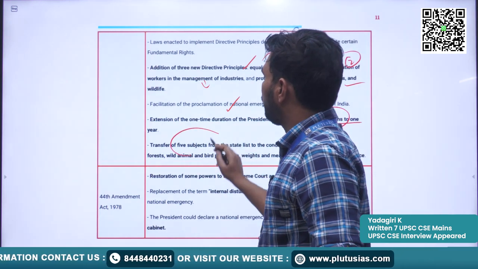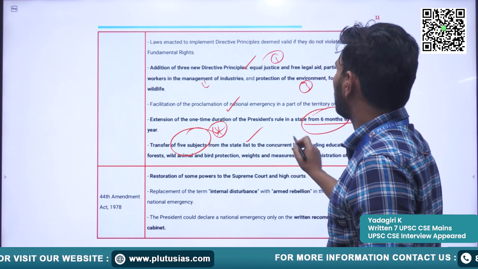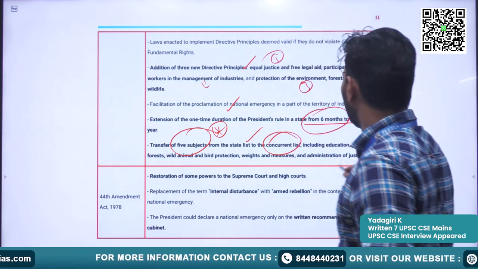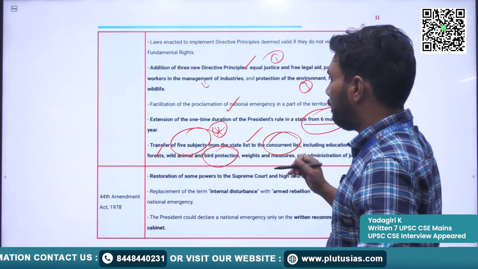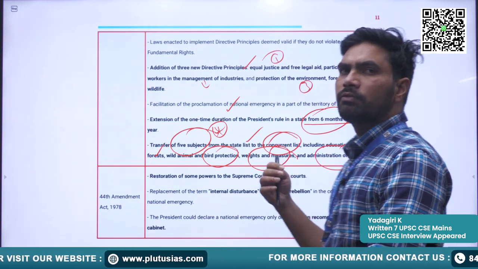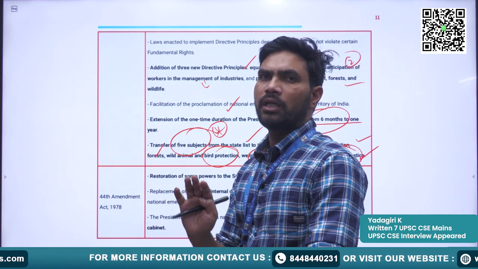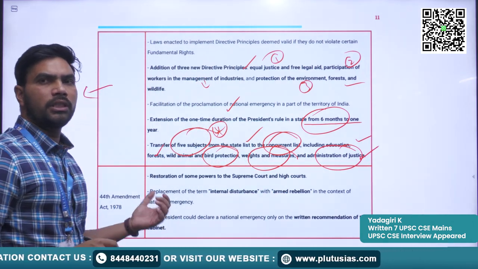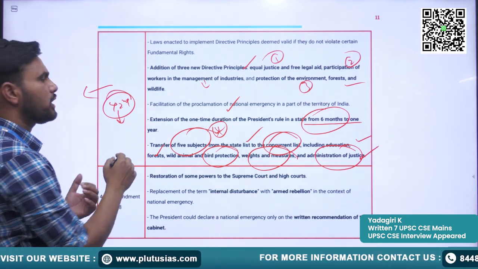Right. Similarly, another important change through this amendment is the transfer of 5 subjects from the state list to the concurrent list. We have seen this when we were studying the state government. Those are education, forest, protection of wild animals and birds, weights and measures, and administration of justice. So these five items have been taken away from the state list and incorporated under the concurrent list. So these are some of the important changes that were brought through the 42nd Constitutional Amendment. So we also call this the mini constitution.